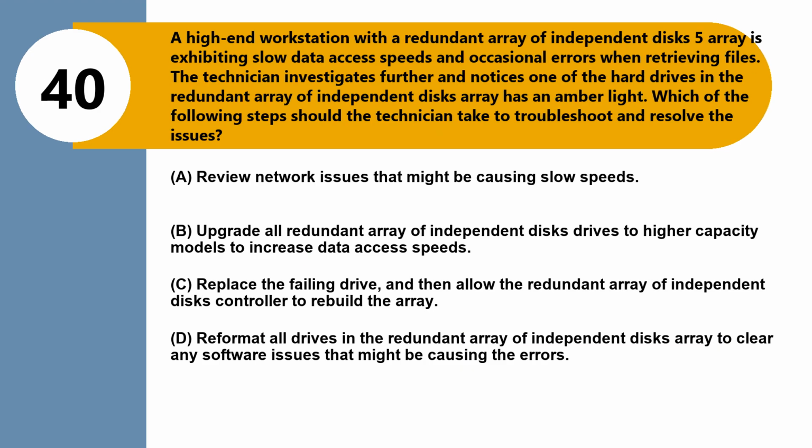Question 40. A high-end workstation with a redundant array of independent disks 5 array is exhibiting slow data access speeds and occasional errors when retrieving files. The technician investigates further and notices one of the hard drives in the redundant array of independent disks array has an amber light. Which of the following steps should the technician take to troubleshoot and resolve the issues? Option A, review network issues that might be causing slow speeds. Option B, upgrade all redundant array of independent disks drives to higher capacity models to increase data access speeds. Option C, replace the failing drive, and then allow the redundant array of independent disks controller to rebuild the array. Option D, reformat all drives in the redundant array of independent disks array to clear any software issues that might be causing the errors.